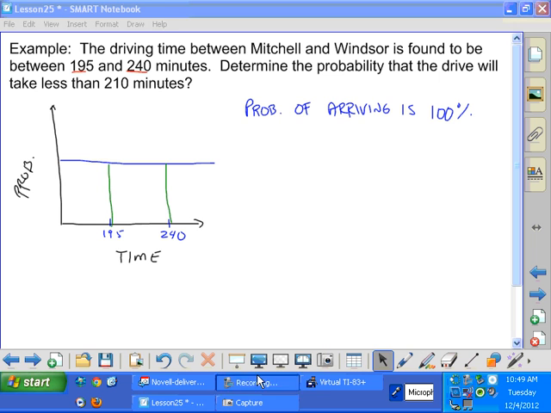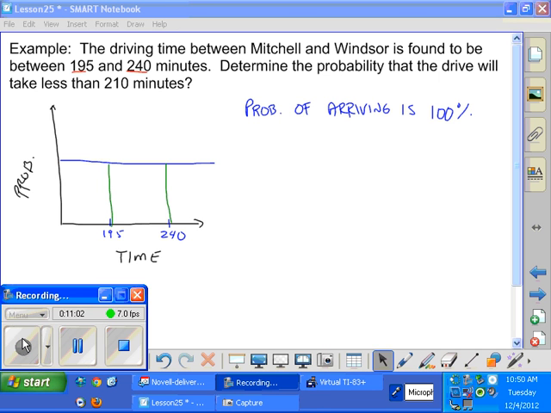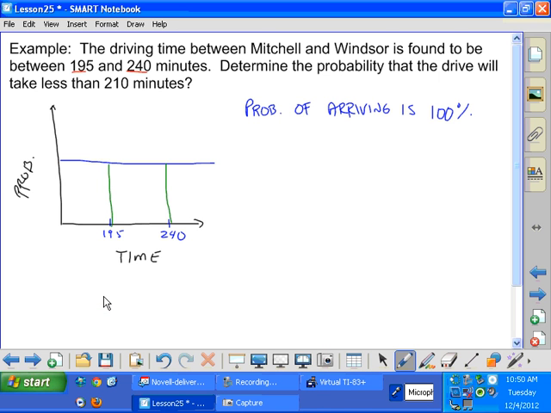So when you're dealing with this uniform distribution, to find the y value on the y-axis, you need to do 1 divided by our range, so 240 minus 195. And when you do that division, you get 0.022. So that is the value on our y-axis.